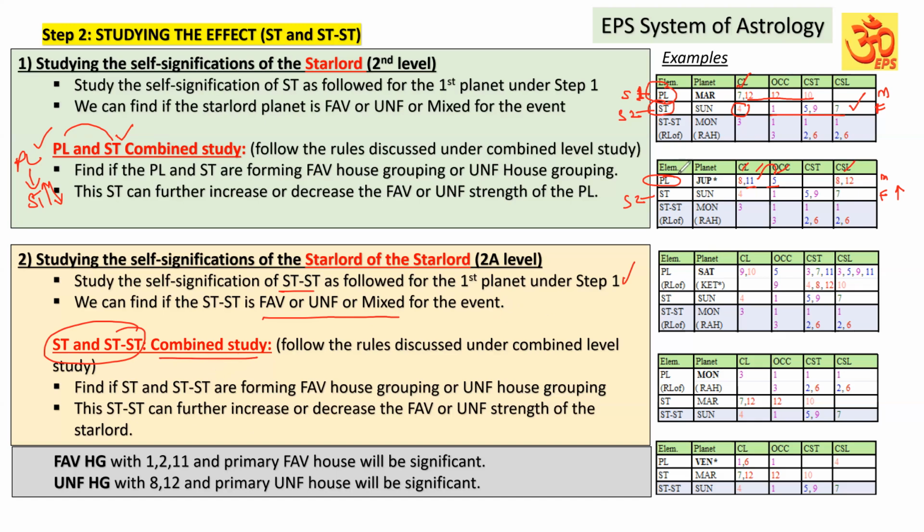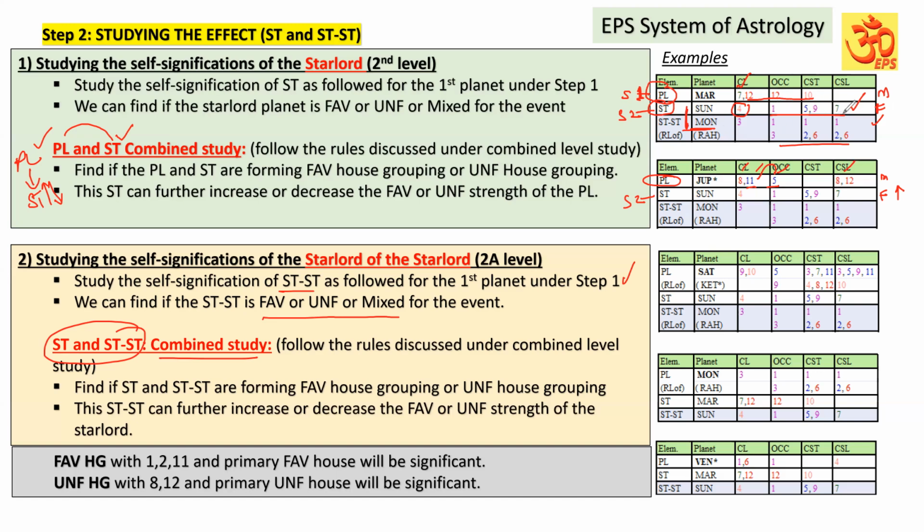For example, check for the Mars planet: Starlord is Sun, Starlord of the Starlord is Moon. Check the self-signification of the Moon, 3, 1, 1, 1. It is favorable for the marriage. The second planet, Rahu, has mixed significations. But still the first planet is favorable, along with some supportive houses from the second planet. Now, this favorable Moon, how it is giving support to the Starlord, we have to check from the combined study of Starlord and Starlord of the Starlord. It means the Starlord is favorable.